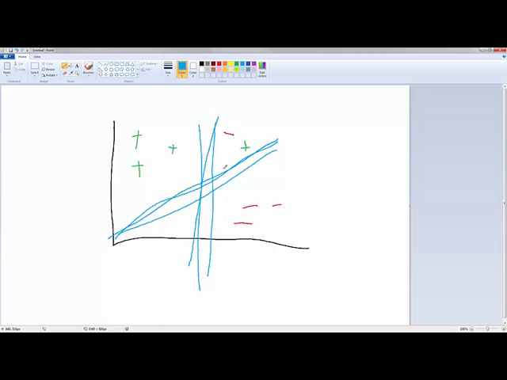And this isn't ideal because in the training algorithm that we described, a situation like this would never end. We would keep going and we would never be able to separate the data perfectly.